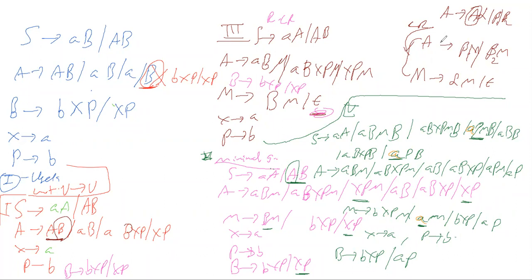Now whatever you are seeing in green color is in GNF form. Step 4 and 5. After the 5th step, the complete grammar which you are seeing in blue color is in GNF. Okay, this is the resultant grammar. This is the original grammar and this is the resultant grammar.